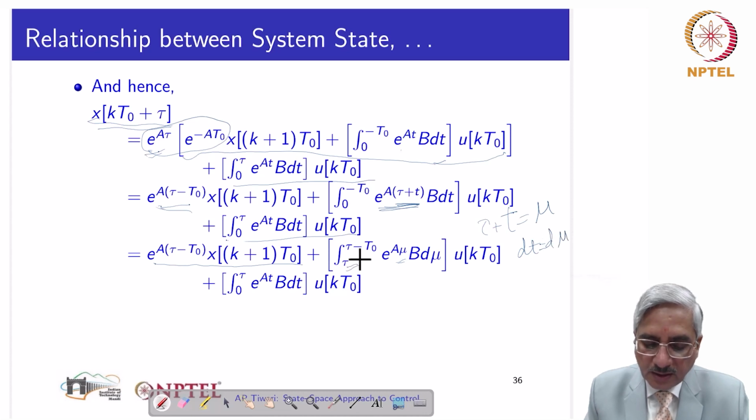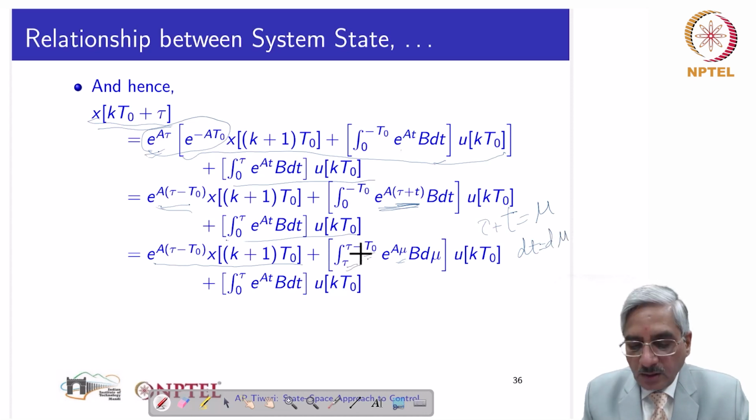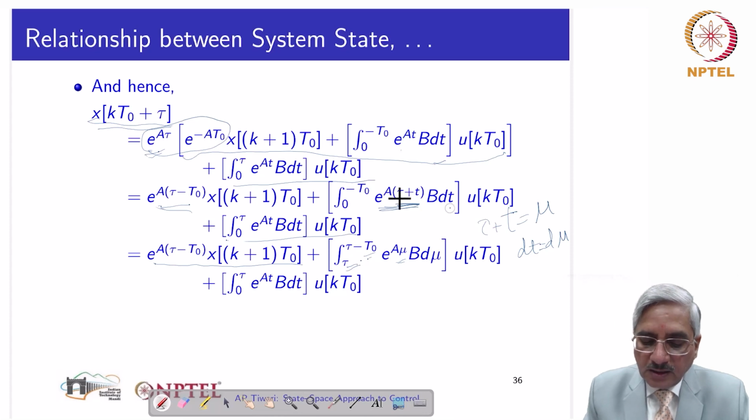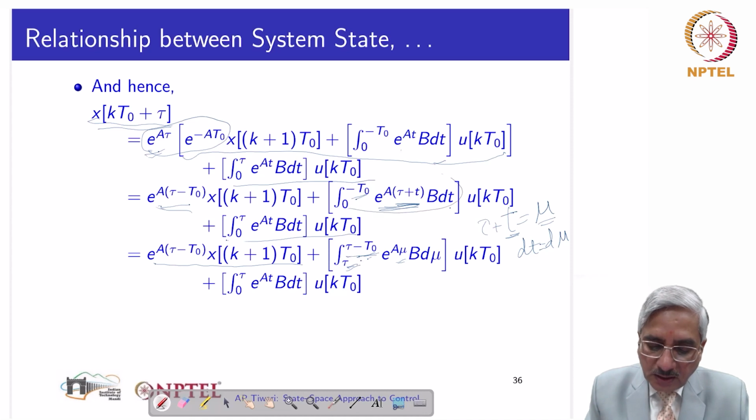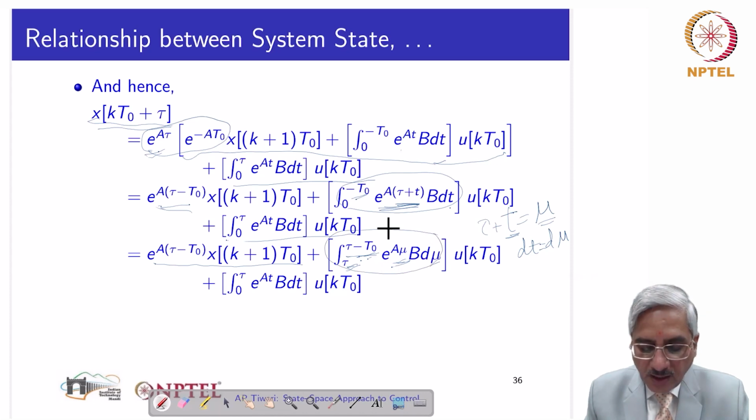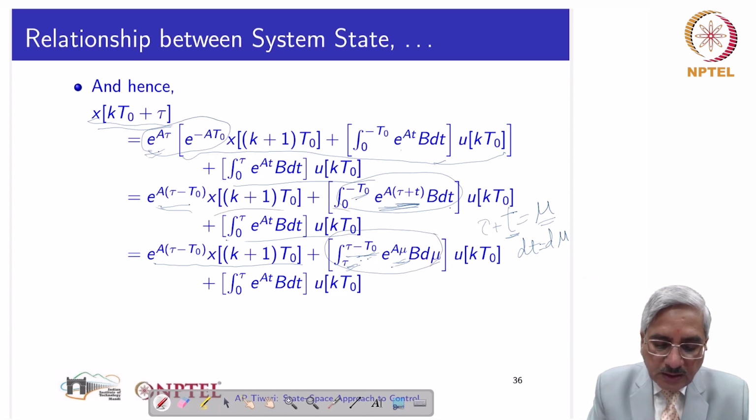However, limits of integral will change like this. When t is 0, then mu will be tau, which is here. And when t is minus T0, then mu will be tau minus T0, which is written here. So this integral becomes in a new variable mu, and it becomes this much. And this one is written as it is over here.